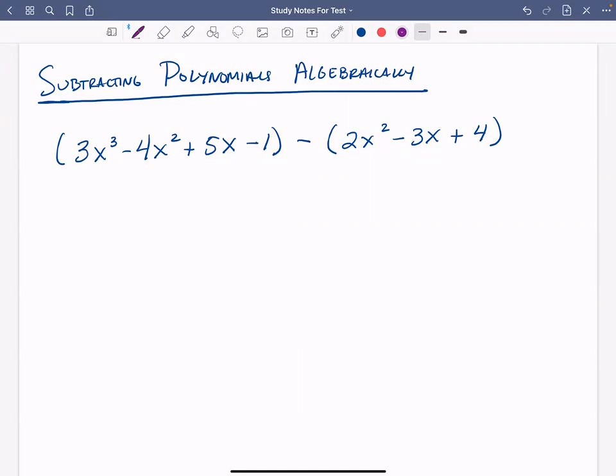So first, if we're going to use horizontal here, the one thing I suggest is you notice that this is subtraction, which means that you're subtracting everything in this backside polynomial, which means that all of these signs will change when you're trying to combine them. So I suggest that we change the signs on the backside. So by doing that, I rewrite my first polynomial.